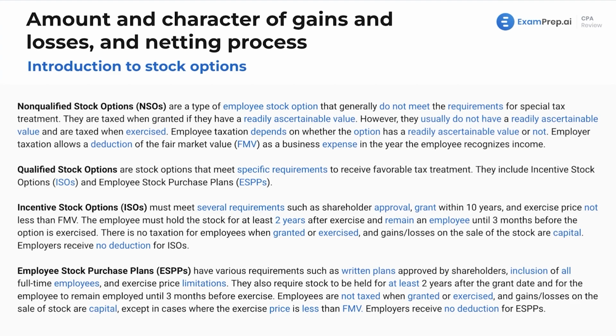Let's run through it. First off, we're going to run through definitions, different types of stock options, see the repercussions of, again, just these various different types. First, we've got non-qualified stock options. These are a type of employee stock option that generally do not meet the requirements for special tax treatment. Very sad, I know. They're taxed when granted if they have a readily ascertainable value.